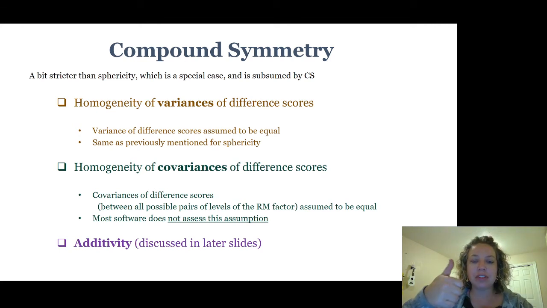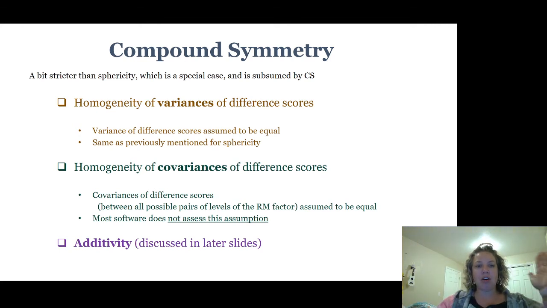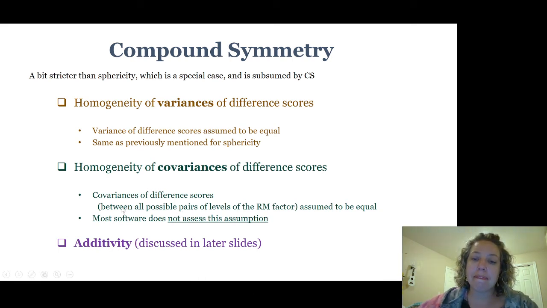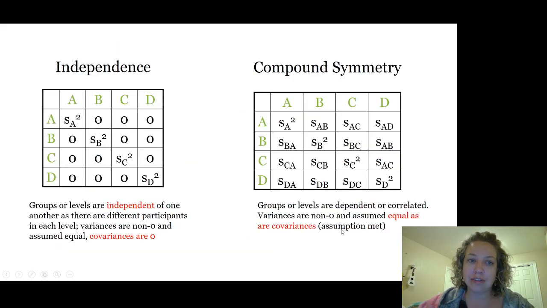Homogeneity of variance says we have the same spread in all of the time points. That's part of sphericity. And it also says we have homogeneity of covariance, looking at the pairs. Most software doesn't assess that directly. It just does it through compound symmetry, as well as additivity.